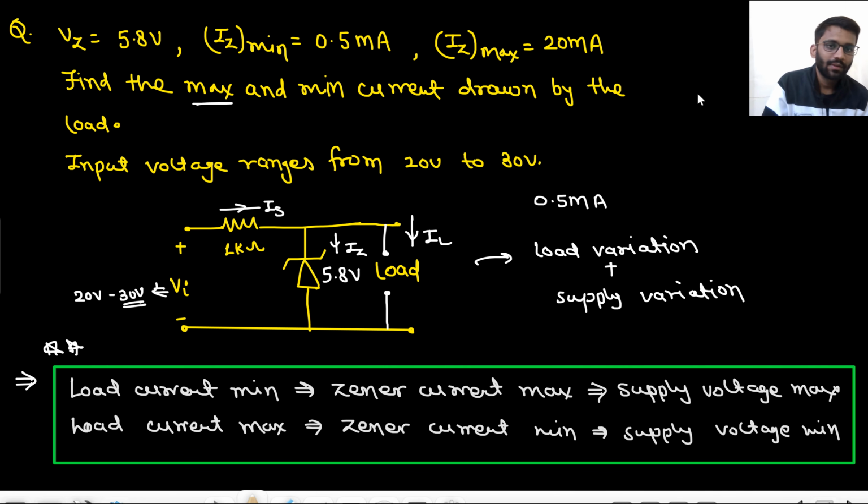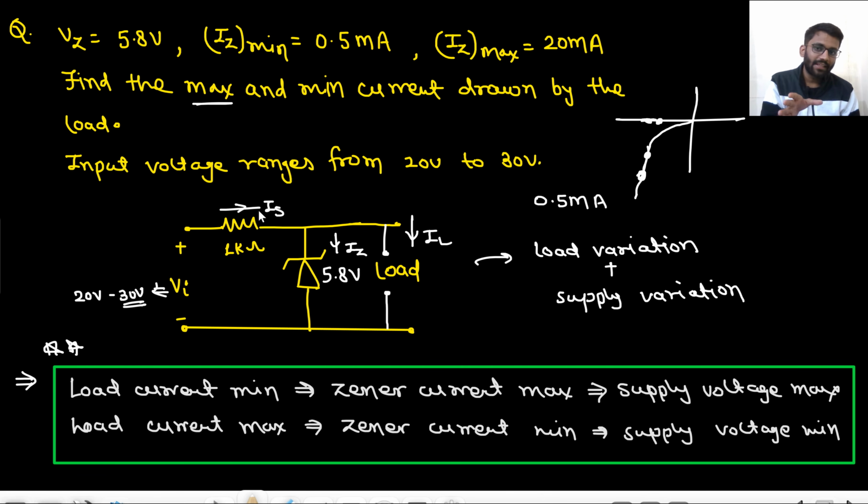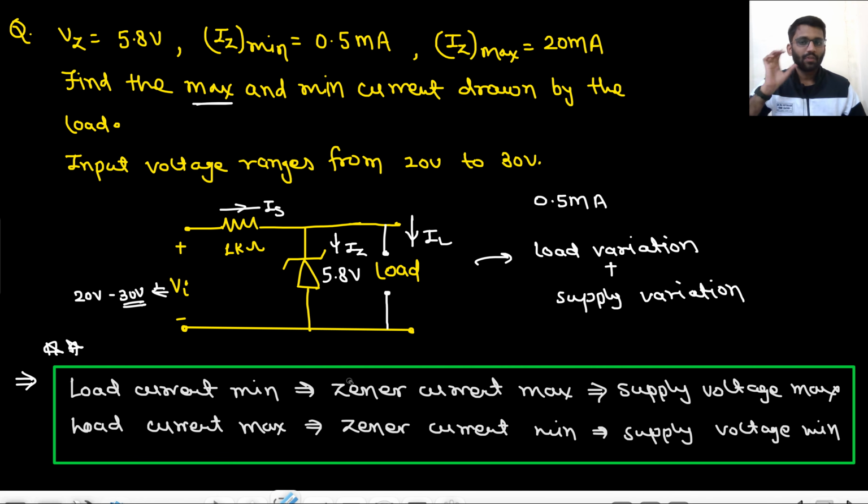Why so? Because this is the case, no? If the supply is maximum, that means the current will also be maximum. Because here if the supply is maximum, your IS will be maximum. This will also have the more current. Okay, so supply is the brother of Zener current. Always remember it. Supply is the brother of Zener current. Okay, so I will first solve what will be the mistake by the student.